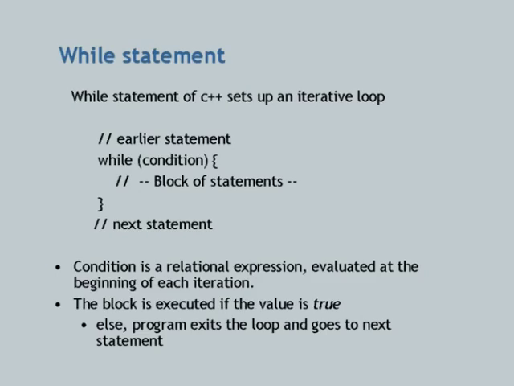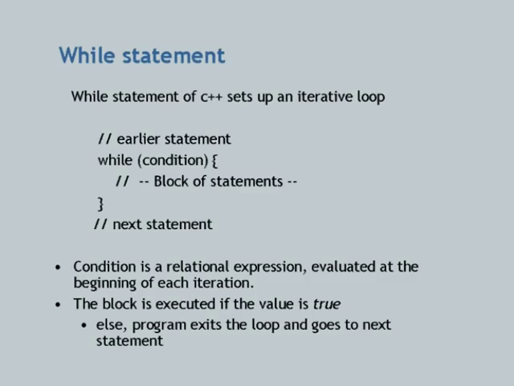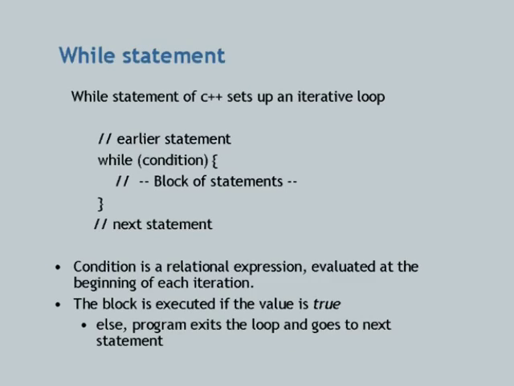This mechanism in C is implemented by a variety of instructions, one of which we are going to very briefly look at. That instruction is called the while statement. Just as we have seen the if statement, we see the while statement here. The while statement essentially permits me to define what is known as an iterative loop or a repetitive loop. The way it is written is, there will be some earlier statements. After that, I write the statement while. So, just like if, after if I write a condition, after while also I write a condition.